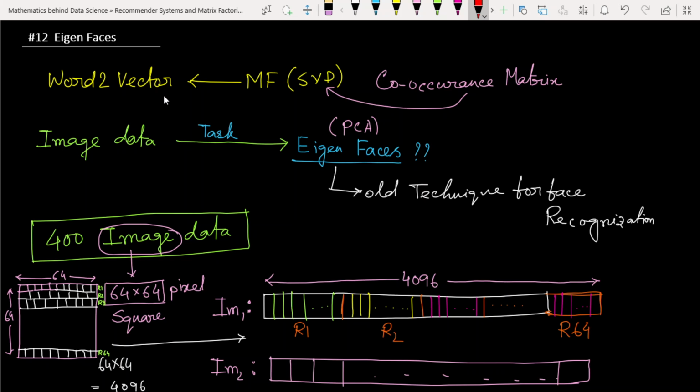Now, in the next video, we will see how matrix factorization techniques are applicable to the Netflix movie recommendation system. We'll see these things live, practically, in the next video.